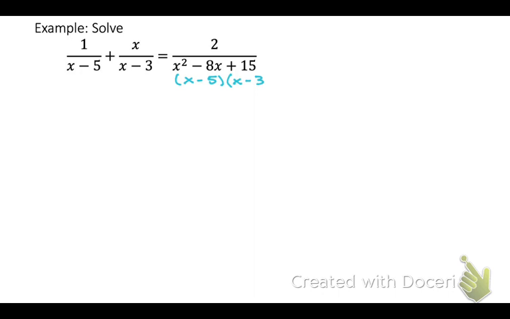So there's a couple things. We can get common denominators or we could just multiply over and distribute. Let's get common denominators first, okay? So my common denominator is going to be x minus 5 times x minus 3. And I'm not going to do anything over here to the right-hand side. I'm just going to leave it.